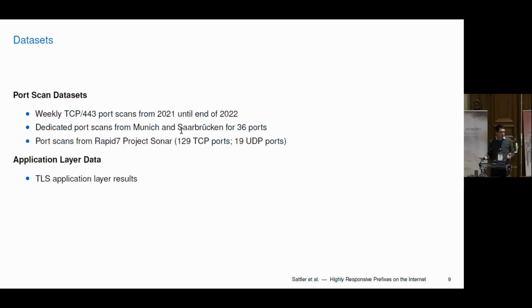On the application layer side, we use TLS results which are based on these weekly TCP 443 port scans. We also use Rapid7 TLS and HTTP results to complement our 443 scans. And finally, we also use OpenINTEL DNS data, which helps us to understand the impact from a DNS perspective.